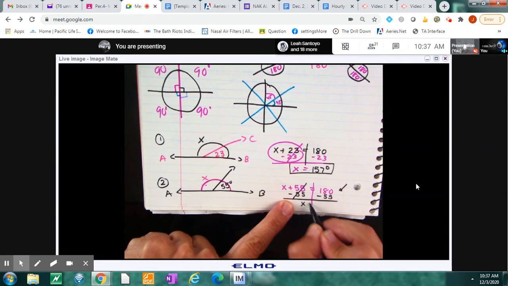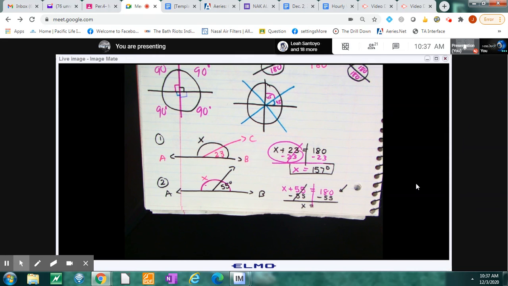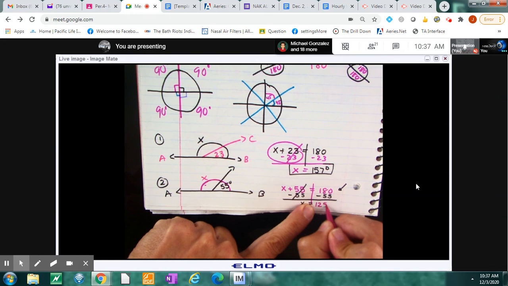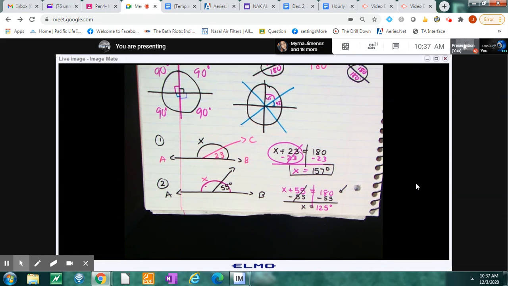So then X equals. So what's 180 take away 55? Anybody? Come on. Anybody. Do you want me to tell you the answer? 125 degrees. Don't forget that little bubble. All right. So far, so good.